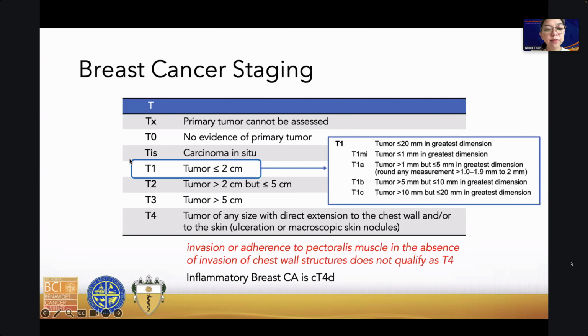Now, I added this, very important to highlight, you also have to know the difference of a T1A, T1B, and T1C because the management also differs depending on this. So just remember, T1C is more than 1 cm up to 2 cm. T1A is 5 millimeters or less.